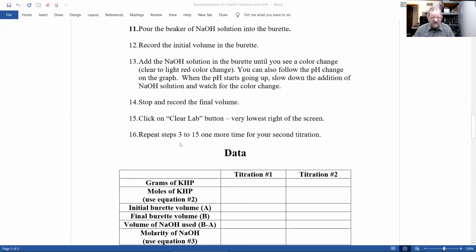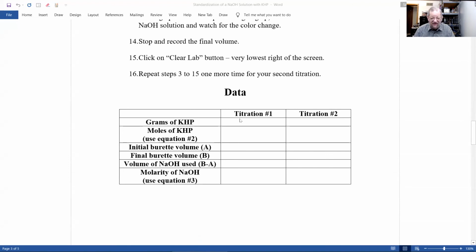And this is just what I just showed you how to do. And notice step 16, repeat 3 through 7, 15 steps. And the first run, titration number 1, you'll put the grams of KHP. You'll have to calculate using equation 2, the moles of KHP, that's your acid. You'll put in the initial volume A, which in our case was 0.00. The final volume, I think, what was that, 21.7? And then the volume of NaOH was B minus A.